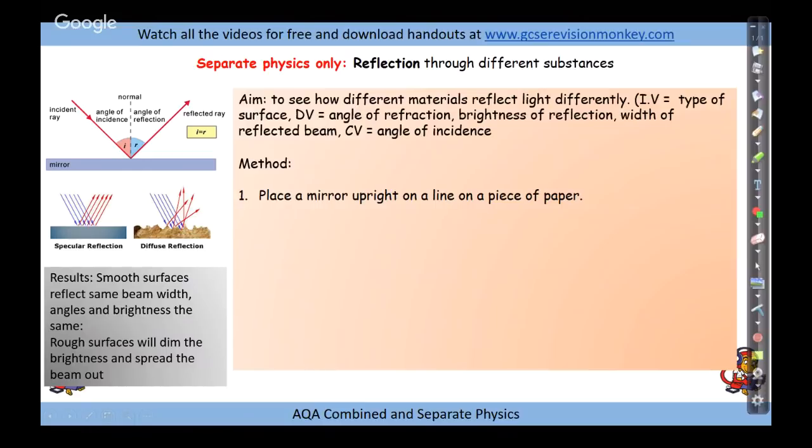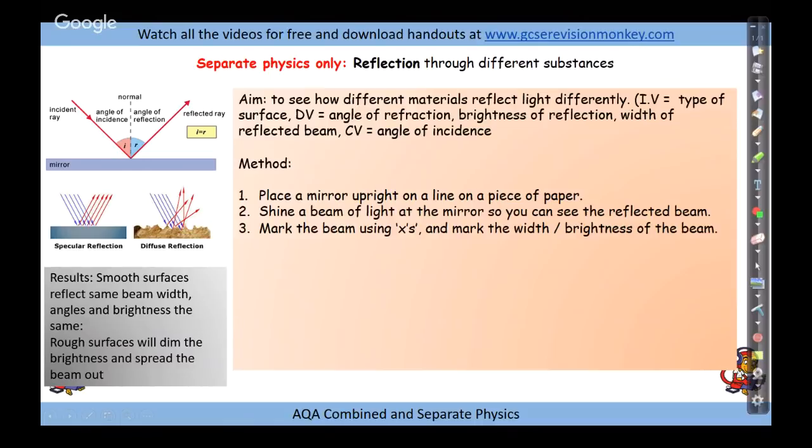So the rays might still come off in roughly the same direction, but might spread out a little bit more. Okay, so our method for this, we're going to place a mirror upright on a line on a piece of paper. We're going to shine a beam of light at the mirror so you can see the reflected beam. You're going to mark the beam using X's, mark the width and the brightness of the beam. Brightness could just be done from judging by eye, which gives a brighter or dimmer beam. Marking the width, you could maybe draw lines on either side, draw lines down either side of the beam there.